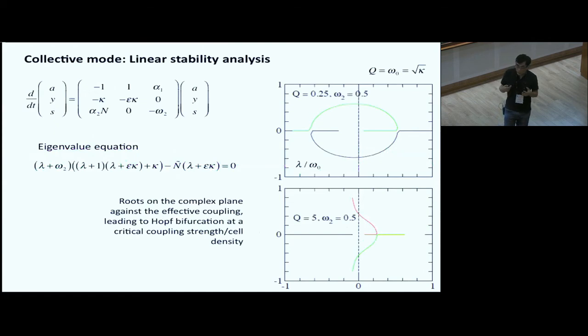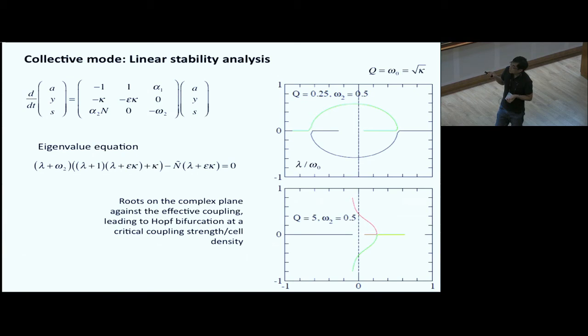Now, if you want to understand this onset of oscillation in detail, this can also be done within a linear stability analysis. So basically just take our equations, but ignore this cubic term in the dynamics for S. Then you can actually do an exact analysis on this collective mode. And you have 3 roots, 3 eigenvalues to this 3x3 matrix. Depending on the value of Q, you can have different kinds of bifurcation phenomena. So this can be easily worked out.